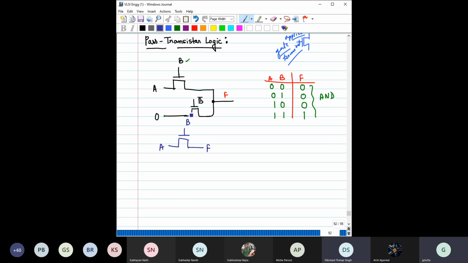So when B is equal to 1, then F would be equal to the value of A, right? So that means when this B is equal to 1, this value depends on this value of A, right?